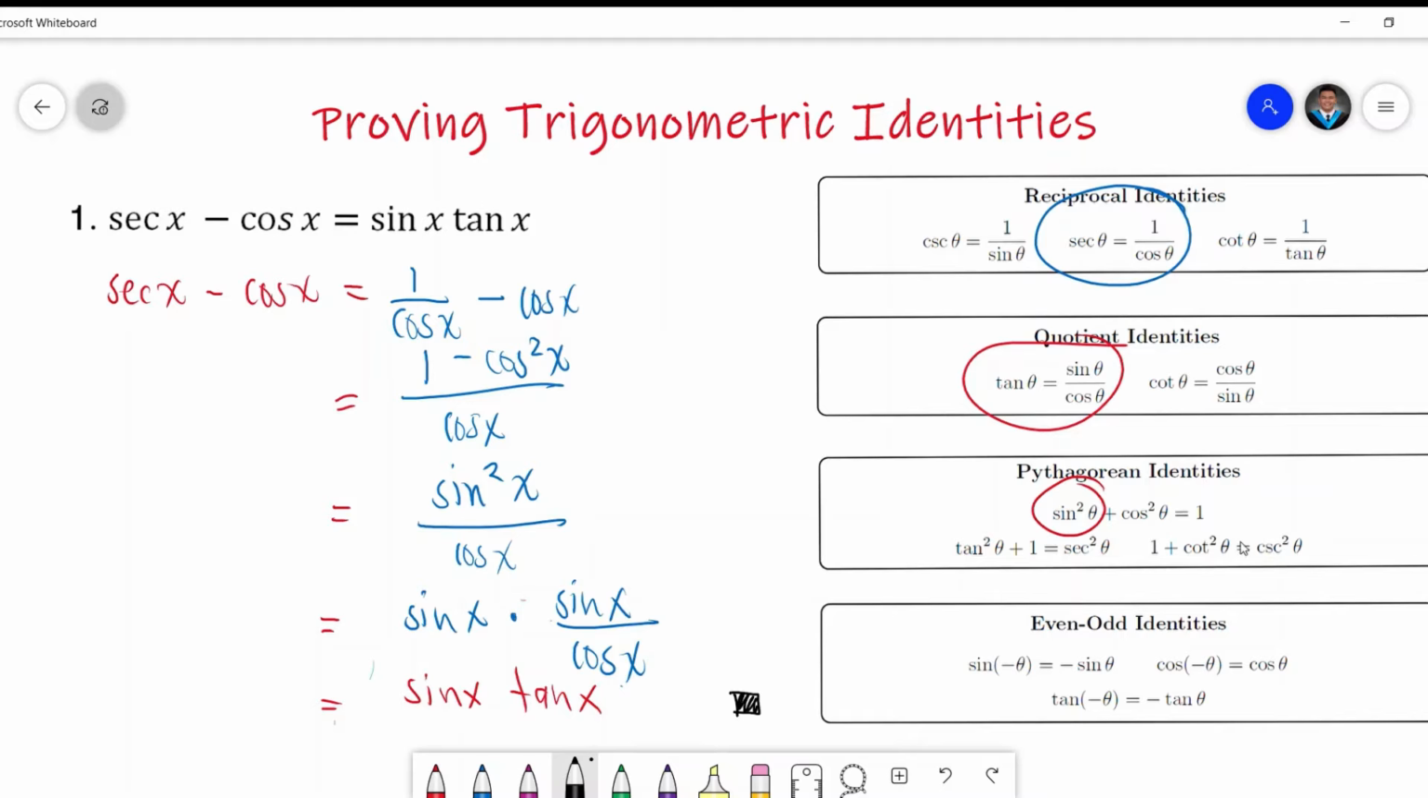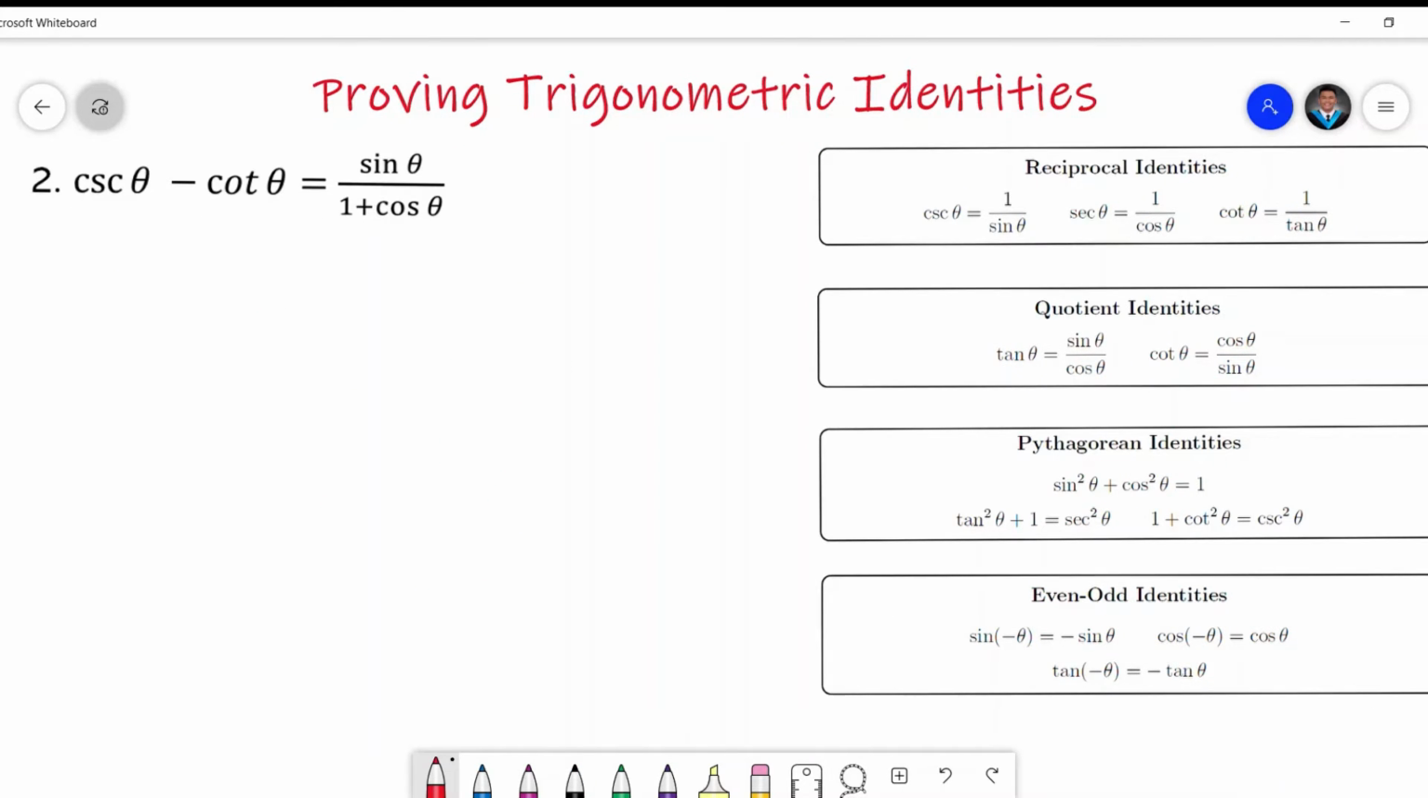Para sa ating second example, let's prove that cosecant theta minus cotangent theta is equal to sine theta over 1 plus cosine theta. Now again, in proving trigonometric identities, ang first nating gagawin is to pick one side of the equation that is more complicated to simplify. Now in this case, ang pipiliin natin to begin with is the left side equation. So that means mag-start tayo with cosecant theta minus cotangent theta.